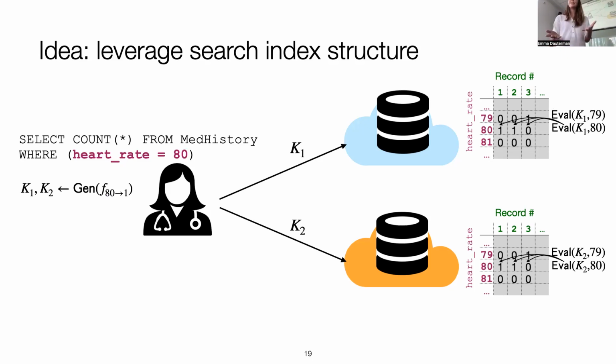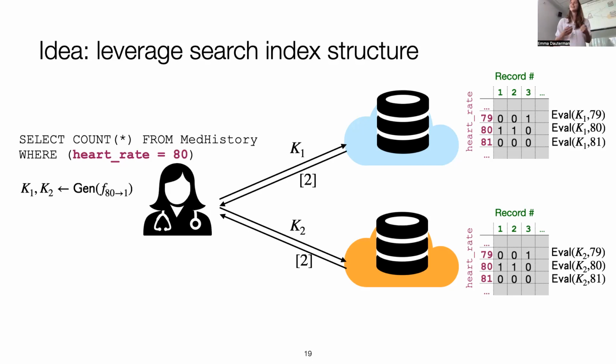We'll do the same thing for the next row. This time we'll get shares of 1, multiply that by each of the values in the row, sum them together and get shares of 2, and so on. Sum all this together, send back, we get shares of 2. This is the number of records where the heart rate is equal to 80. Then we can sum these together and we'll output the result, which here is just 2.